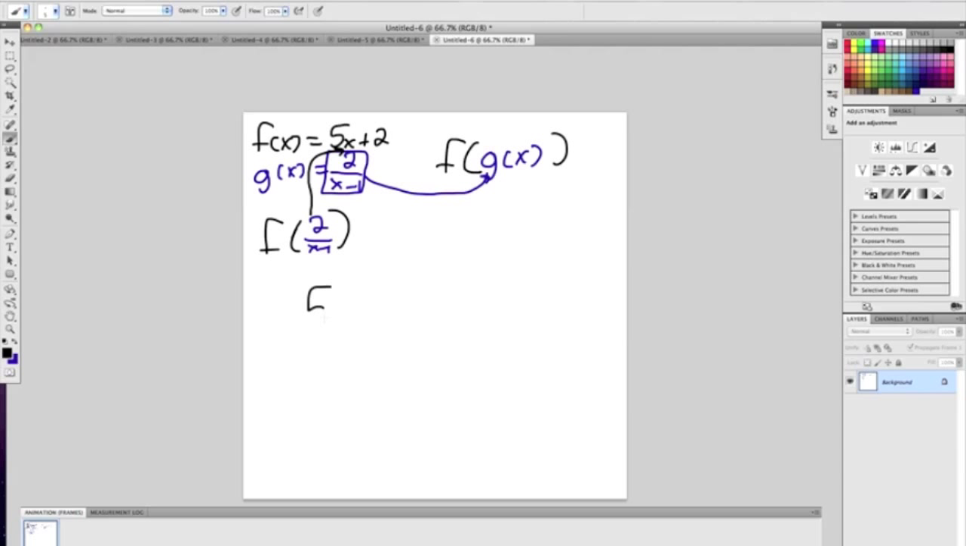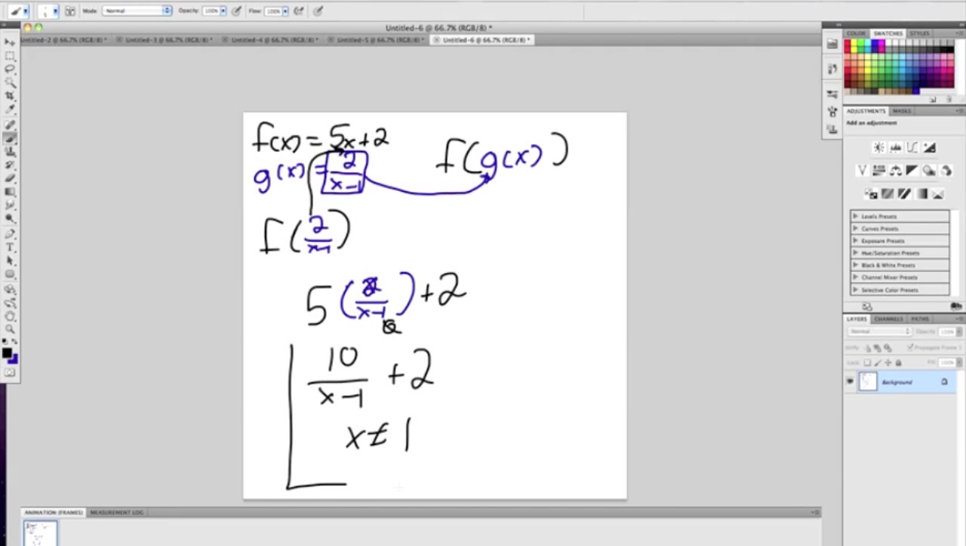So that would be 5 times 2 over x minus 1 plus 2. Now you will open it up to get 10 over x minus 1 plus 2. You would also have to set the restriction that x cannot equal 1 because that would make it 0 and you cannot divide by 0. Alright, that's the answer.